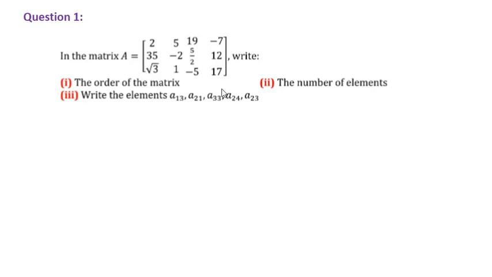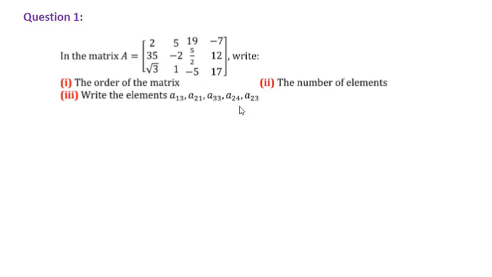And element A13. A13 means first row and third column. So see here, this is first row and this 19 is present in the third column. So first row and third column element A13 is 19. A21, second row and first column. So second row and first column, what we are getting? 35. A33, the third row and third column. So third row and third column, what element I have? -5.